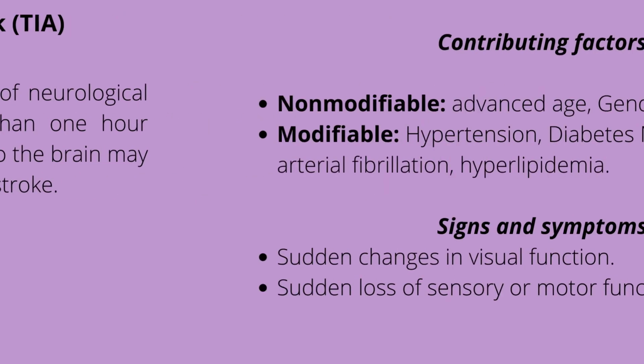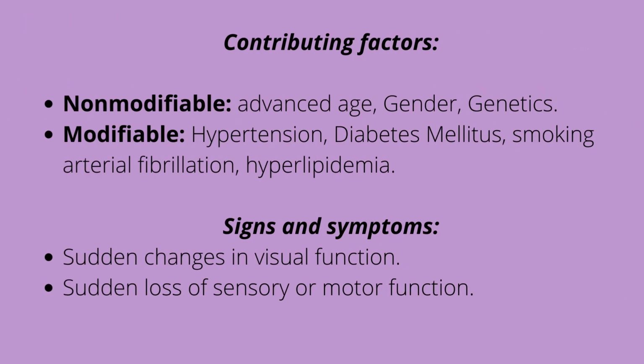Some of the causes could be either non-modifiable or modifiable. So with non-modifiable, we are talking about things you cannot change. Advanced age, gender, which are male species, and also genetics. You can't change those things. Modifiable things we could change, which include hypertension. We can maintain that. Hyperlipidemia, we can watch our lipid levels. Diabetes mellitus, control it. Smoking, stop. And atrial fibrillation, control it.